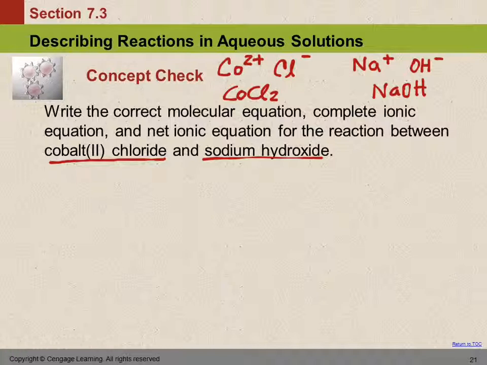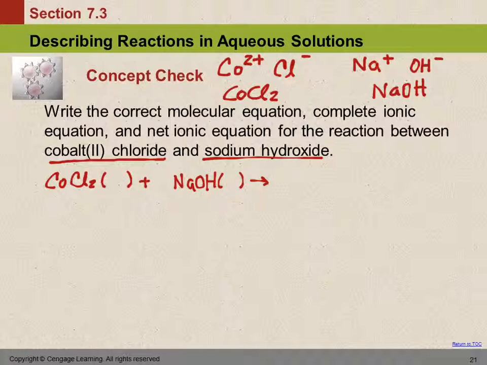So first we're going to write the molecular equation. So we're going to have cobalt chloride, and we're going to need state symbols in here, and we're going to have sodium hydroxide. I'm leaving a space there in case I need to put a coefficient to balance it. And these guys are going to react.